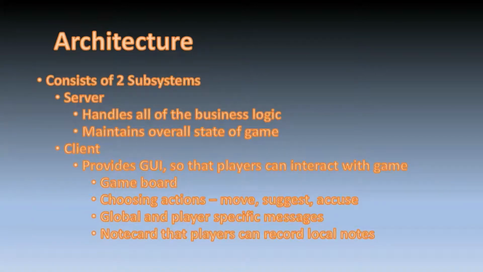Our system consisted of two subsystems, the server and the client. The server handles all of the business logic and maintains the overall state of the game, while the client provides the GUI so that players can interact with the game. Players can interact with the game by clicking on the game board, choosing actions such as moving, suggesting, or accusing, receiving global and player-specific messages, and interacting with a note card that players can use to keep track of their progress during the game.